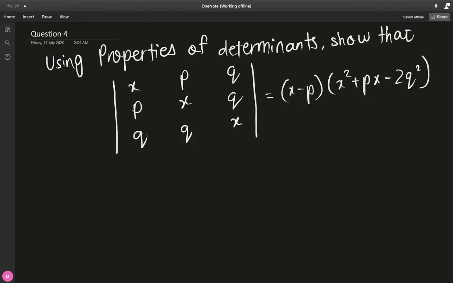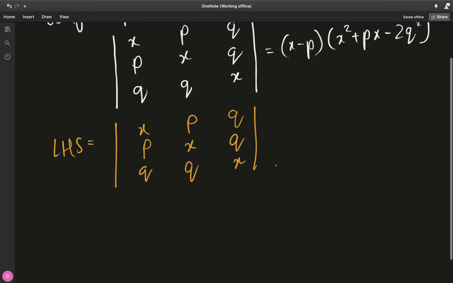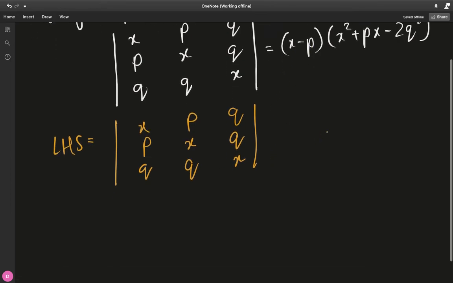Okay, so moving on to the next question, they're saying using properties of determinants, show that this determinant is equal to x minus p times x squared plus px minus 2q squared. So it's a proof, and let's start with the left hand side, which is this determinant x p q, p x q, q q x. Noticing the x minus p factor over here, I would like to do an operation, change row 1 to row 1 minus row 2.